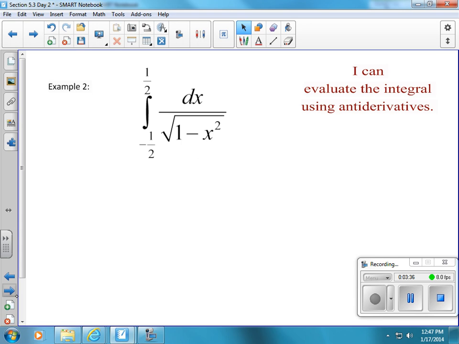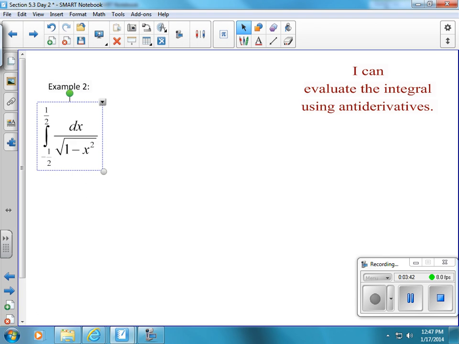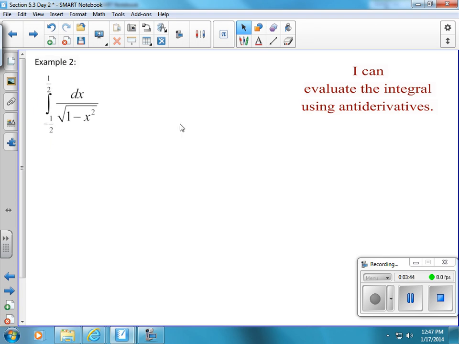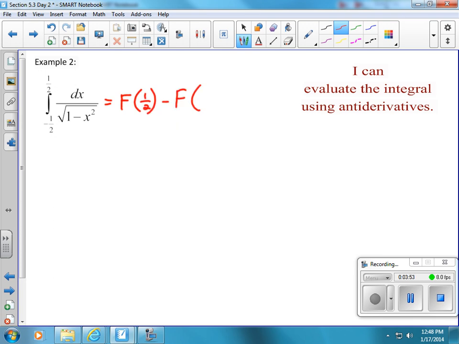Now, this is the same thing, except we have to take a different antiderivative. We're going from negative 1/2 to positive 1/2. All right, so let's write it out so we don't forget something. This is the antiderivative function at positive 1/2 minus the antiderivative function at negative 1/2. If we look at our antiderivative chart or at our brain, we find that this is the inverse sine function at 1/2 minus the inverse sine function at negative 1/2.